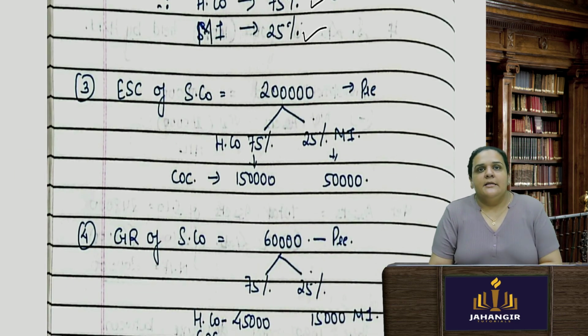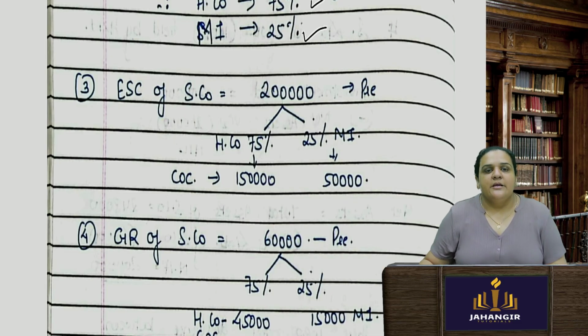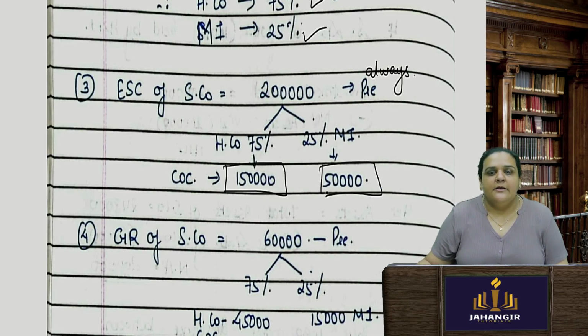Now I will start treating the shareholder items. First will be equity share capital. Equity share capital is always pre. 2 lakhs is the subsidiary company's equity share capital. Divide that into holding and minority. So for cost of control, I am going to take 1 lakh 50. Minority interest 50,000.